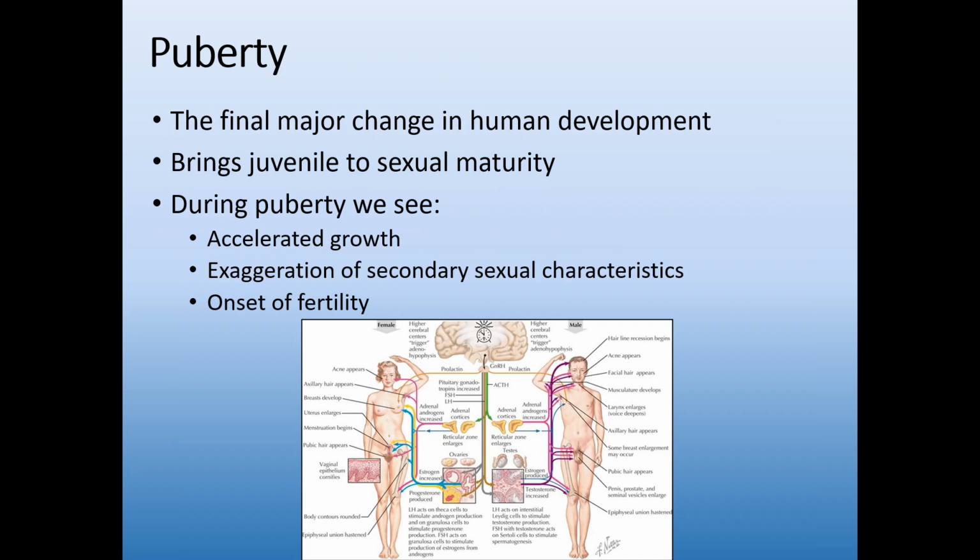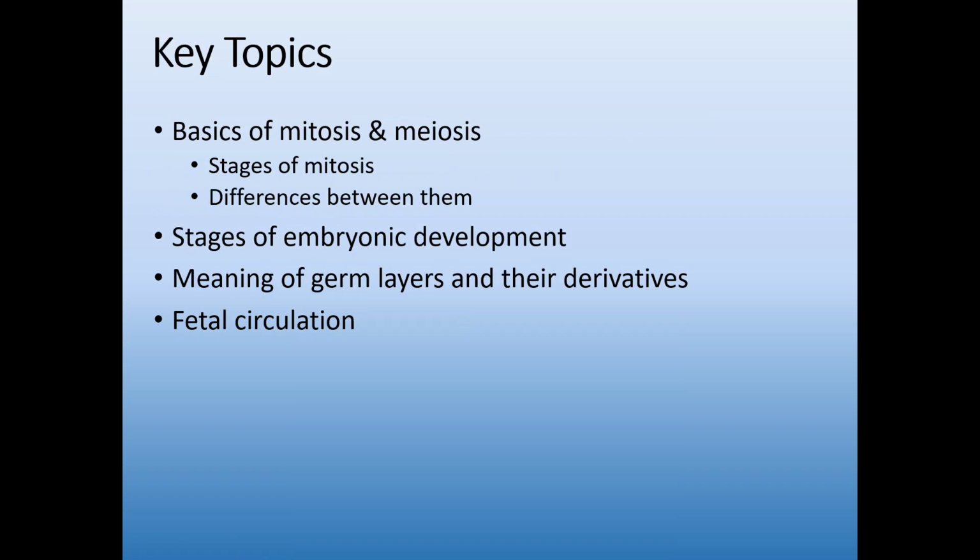And then the final stage of human development is puberty, which of course I've already talked in length about, but it represents the final stage of human development, which is the ability to then reproduce and produce the next generation, which evolutionarily speaking, that is the pinnacle of life. That is what is supposed to happen. We're supposed to reproduce and make more humans. But we see accelerated growth, again, the exaggeration of secondary sexual characteristics, and that onset of fertility. So that is human development.